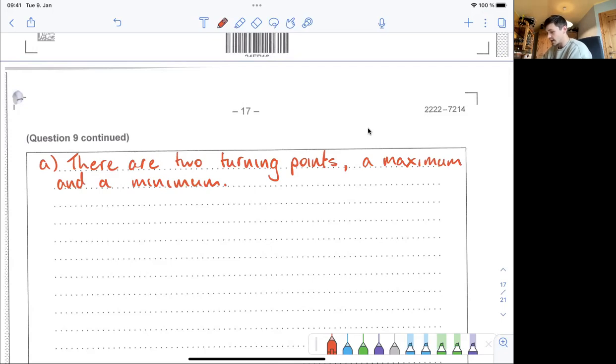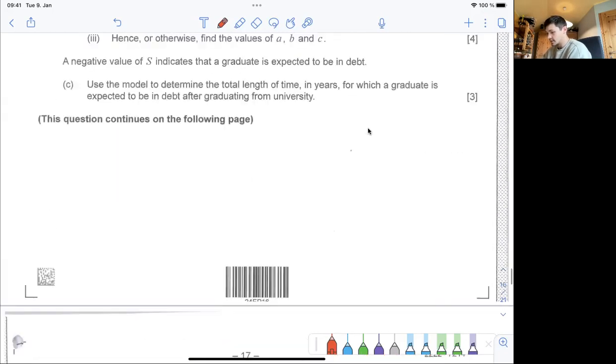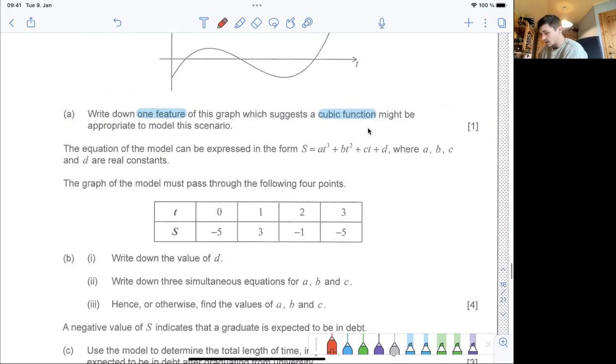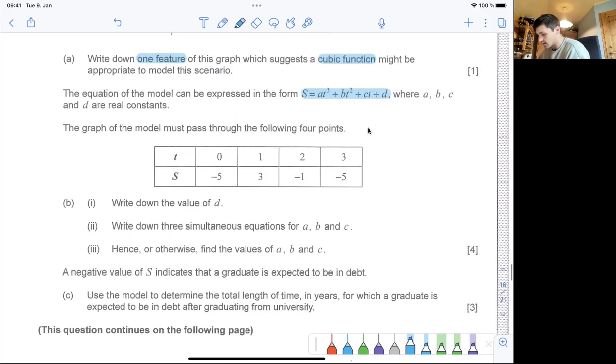Right, let's move on to part B. The equation of the model can be expressed in the form S equals AT cubed plus BT squared plus CT plus D, where A, B, C, and D are real constants. Let's highlight that because we'll definitely need that. The graph of the model must pass through the following 4 points, from this table.